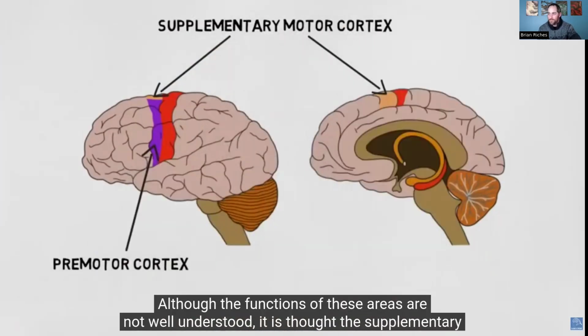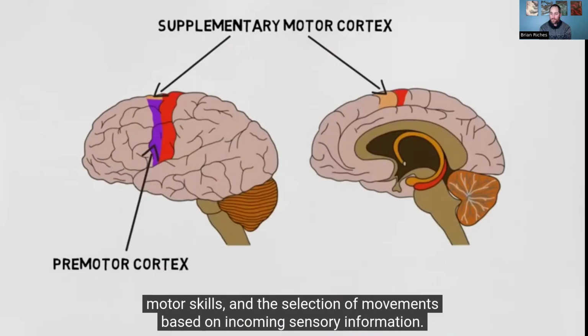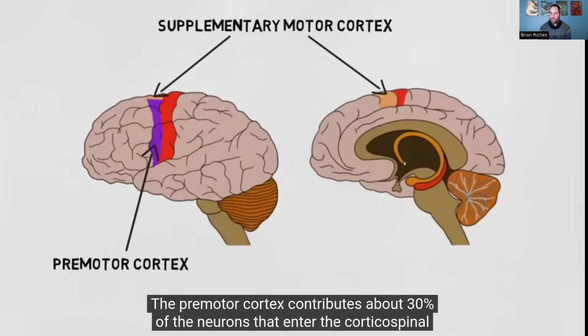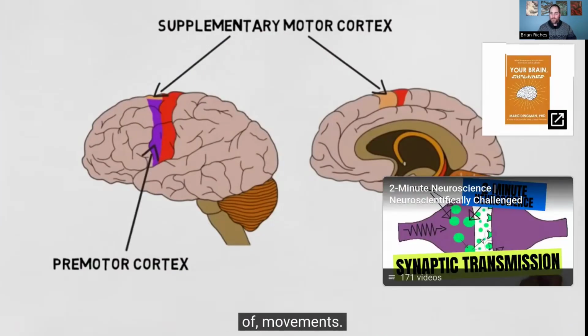The non-primary motor cortex is often divided into two main regions: the supplementary motor cortex and the premotor cortex. Although the functions of these areas are not well understood, it is thought the supplementary motor cortex may be involved with the execution of sequences of movement, the attainment of motor skills, and the selection of movements based on incoming sensory information. The premotor cortex contributes about 30% of the neurons that enter the corticospinal tract, but seems to be more active during the planning of, rather than the execution of, movements.